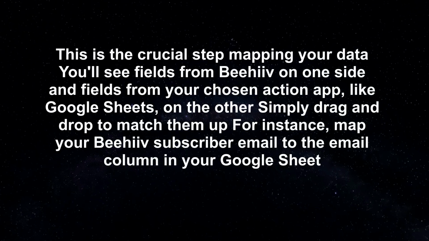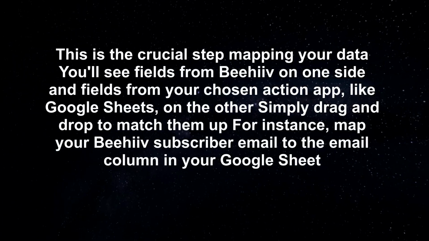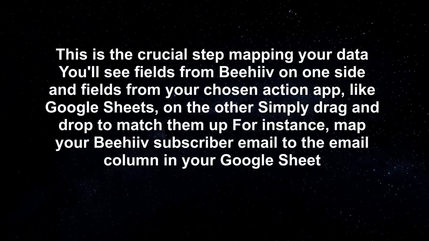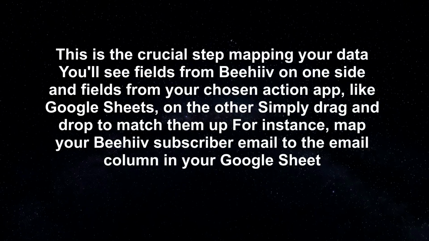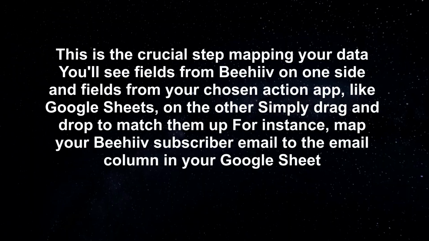This is the crucial step: mapping your data. You'll see fields from Beehiiv on one side and fields from your chosen action app, like Google Sheets, on the other. Simply drag and drop to match them up. For instance, map your Beehiiv subscriber email to the email column in your Google Sheet.